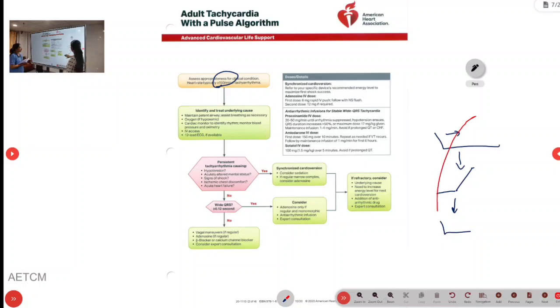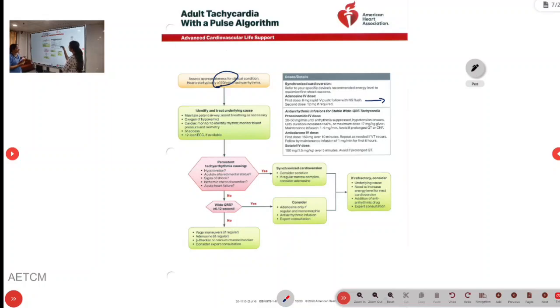Okay. So for this patient, what was done? We started by trying a vagal maneuver. There was no reversion. So next we gave injection adenosine 6 milligram IV to start with, followed by a 10 ml NS bolus flush. Okay. So what is adenosine? Adenosine is an antiarrhythmic. It is a class 5 antiarrhythmic drug.